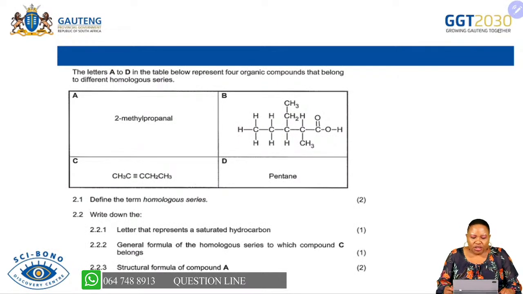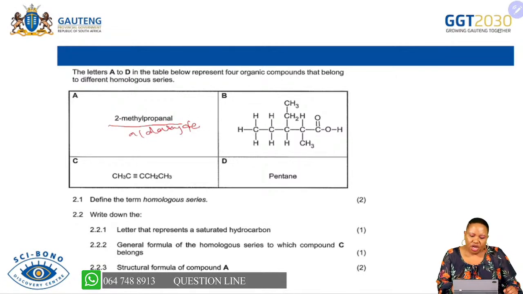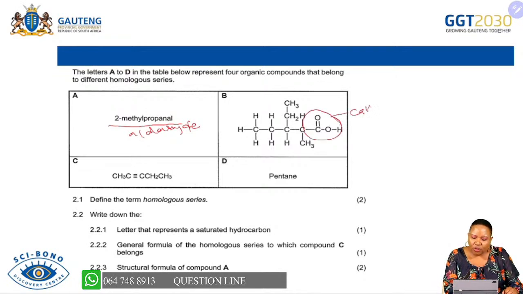The letters A to D in the table below represent 4 organic compounds that belong to different homologous series. The first thing that you need to do when you are given a table like this is to make sure that you identify which series each compound belongs to before you start answering the questions. So you can see that we have 2-methylpropanal. We know that this one belongs to the aldehydes. This aldehyde has a branch. And then you can see that this one, CH3COOH, is a carboxylic acid.